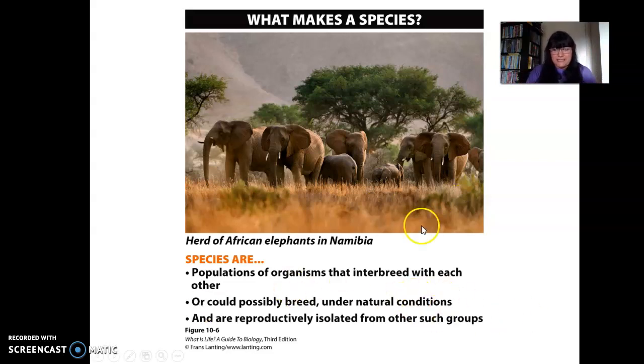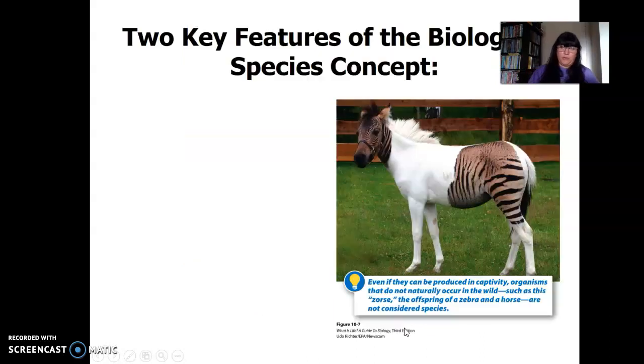So here's species, okay? A herd of African elephants in Namibia. A population of organisms that interbreed with each other or possibly breed under natural conditions and are reproductively isolated from other groups, meaning they won't breed with other groups.